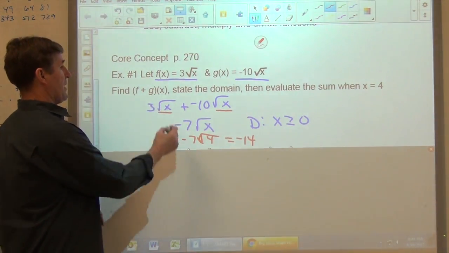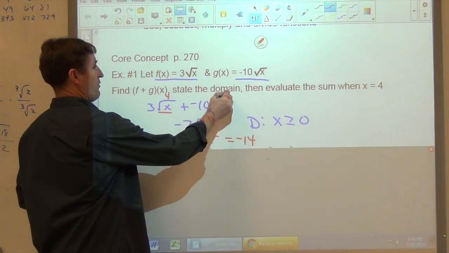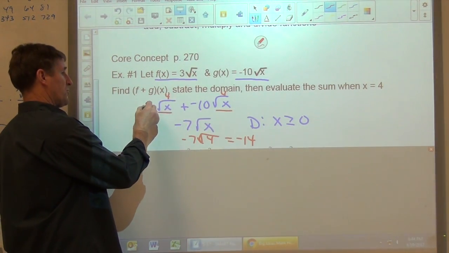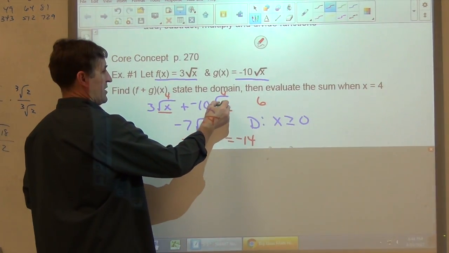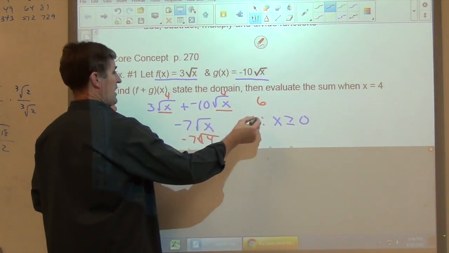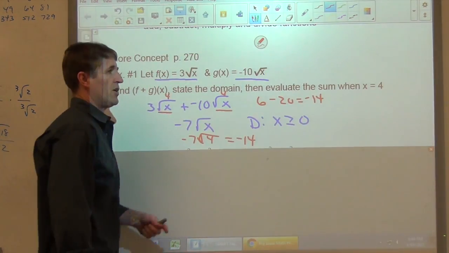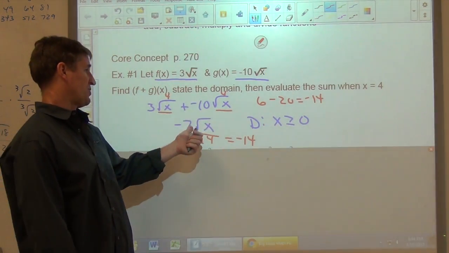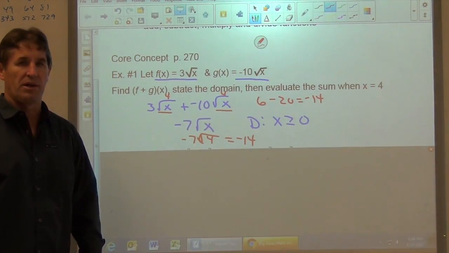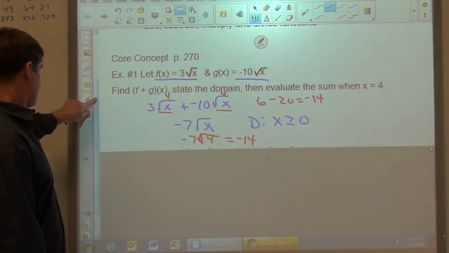If I would have done it up here, plug 4 in. The square root of 4 is 2, 2 times 3 is 6. Square root of 4 is 2, 2 times negative 10 is negative 20, and you still get negative 14. So you can do it either way. I just usually, since we've already put them together, put it in the final one to get your answer.